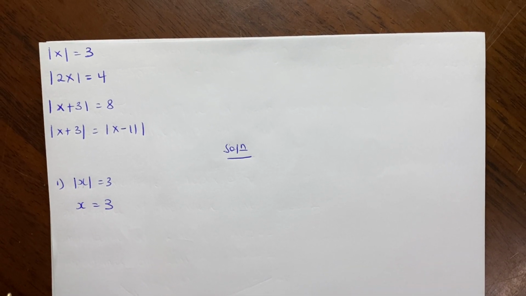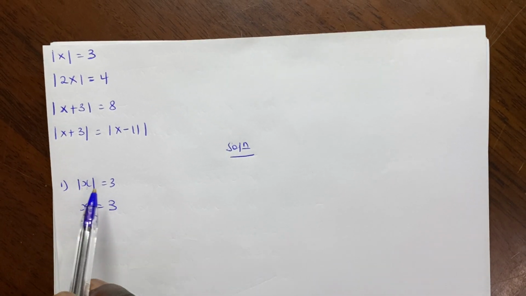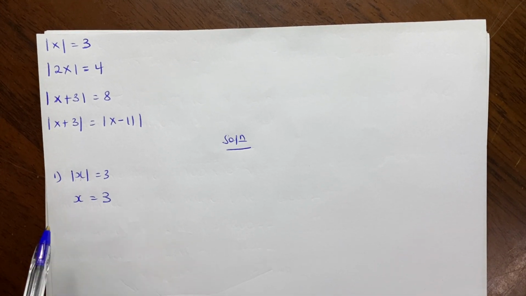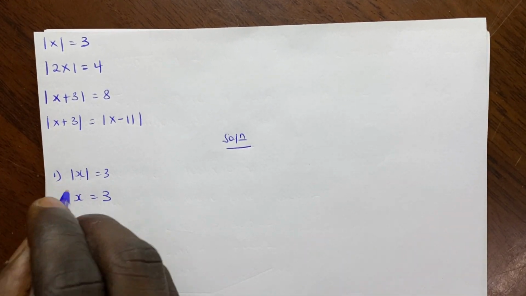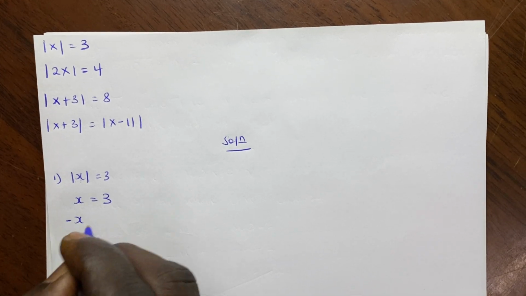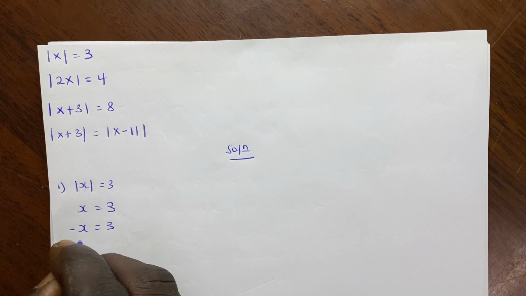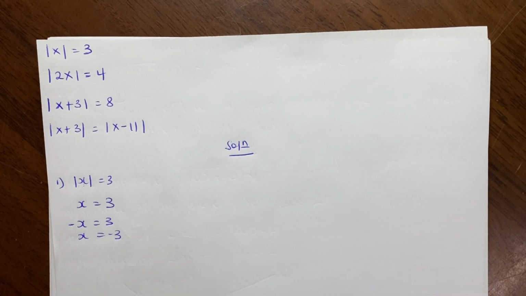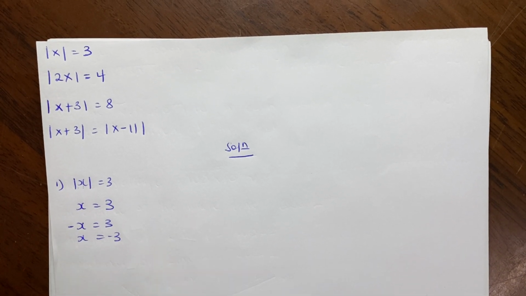But in instances where the value of x is negative, we have to negate the value of x to get a positive answer. And so the second answer is going to give us negative x is equal to 3, and then x here is going to be equal to -3. Now let's solve the second example so that you understand it better.